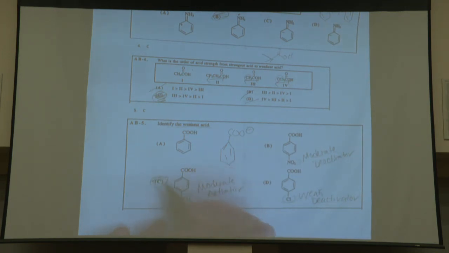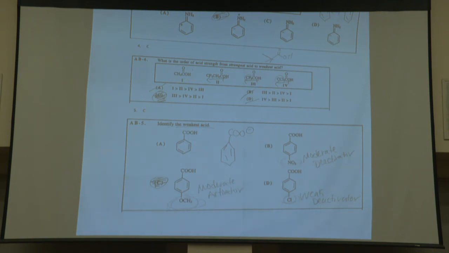So that one's going to be the weakest acid, because you have something on the benzene ring that's donating electrons, and the point of an acid is going to have that negative charge after it gets rid of its hydrogen, so it doesn't want that. Does that make sense to everybody? Any questions?